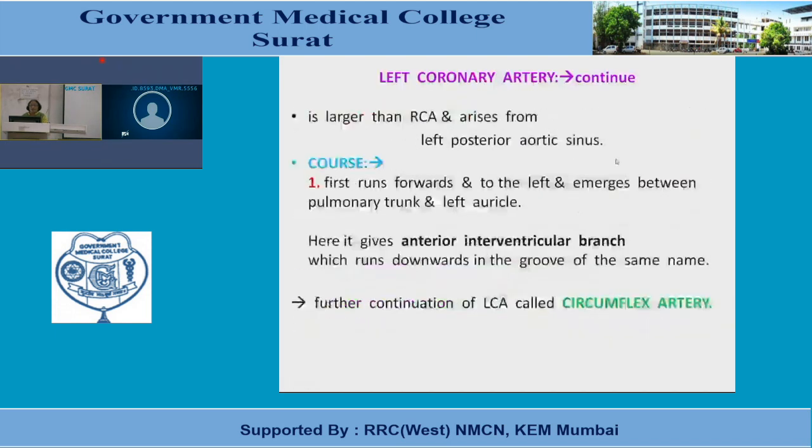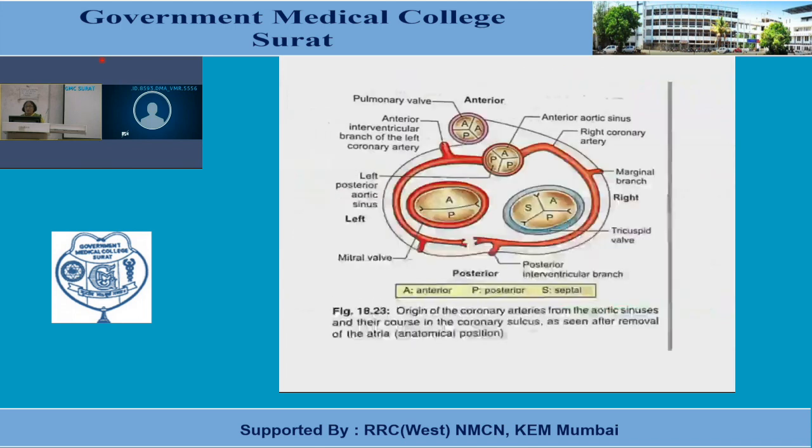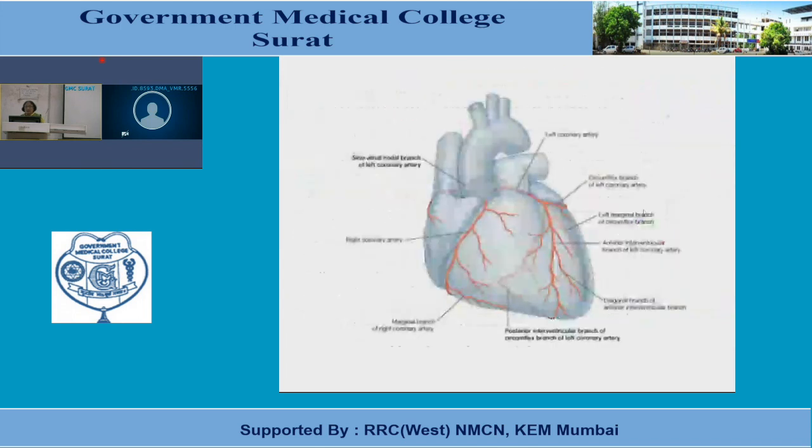First it runs forward and to the left and emerges between the pulmonary trunk and the left auricle. Here it gives the anterior interventricular branch, which runs downwards in the groove of the same name, as we have seen in the diagram. The further continuation of the left coronary artery is called the circumflex artery. It is located close to the apex at the inferior border.